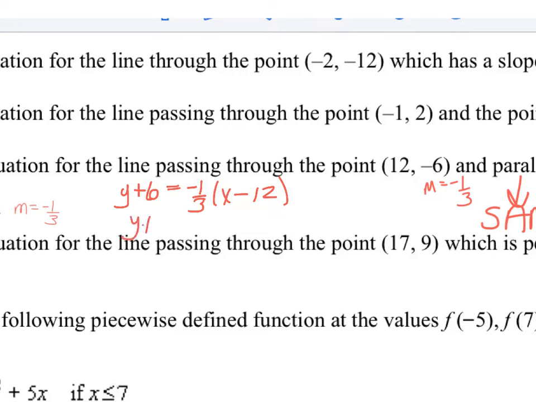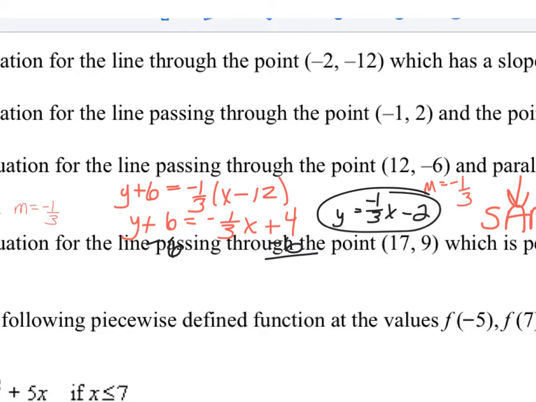So I have y plus 6. If I distribute, I have negative 1/3 x. What's a negative times a negative? Positive. And then what happens when I have a negative 1/3 times negative 12? Becomes positive what? What's 12 divided by 3? 4. And then what's the last thing I'm going to do? Subtract 6. So you have y equals negative 1/3 x. What's 4 minus 6? Negative 2. Right there.